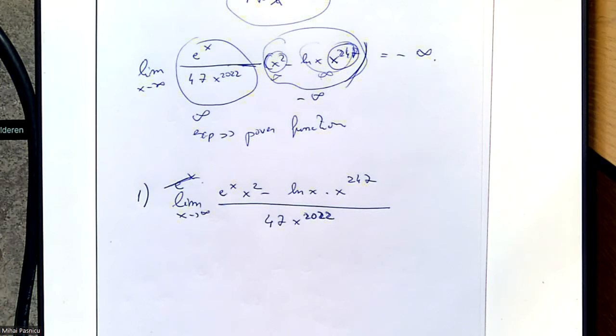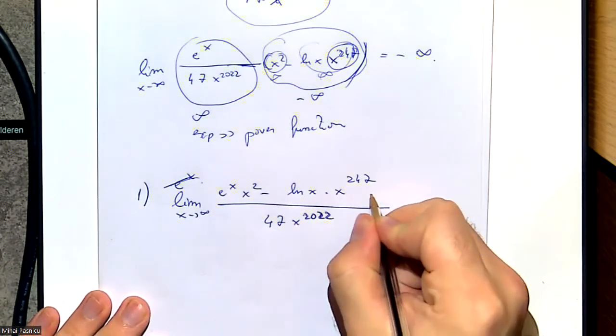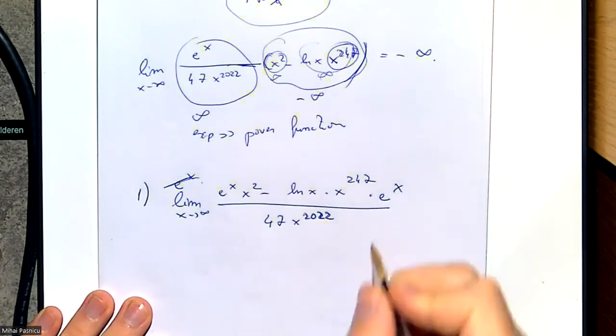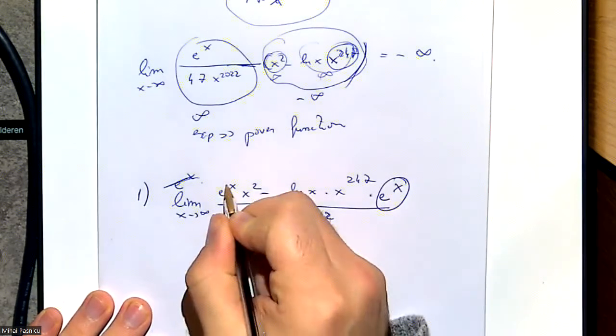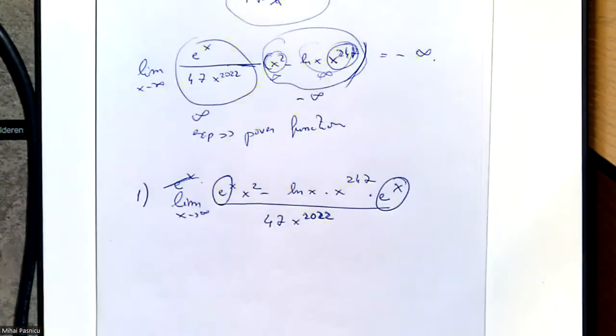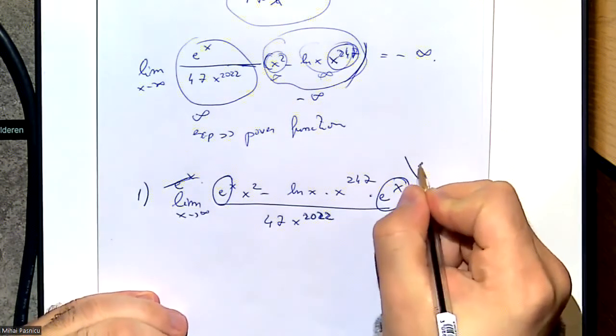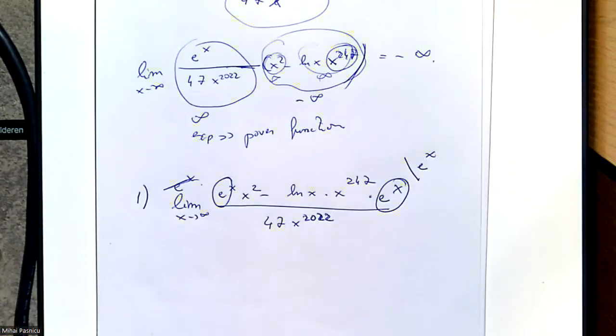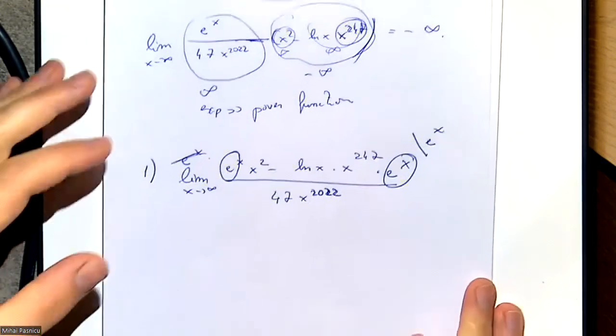And I know that sounds really mathematical. Let me explain. I see this e to the x here, and this e to the x here. Those are by far the strongest thing I have in this fraction. Everything else is a power function. Remember, exponential is bigger than everything else. So what I'm going to do here is divide everything by e to the power of x.